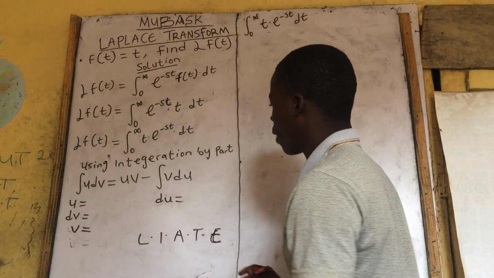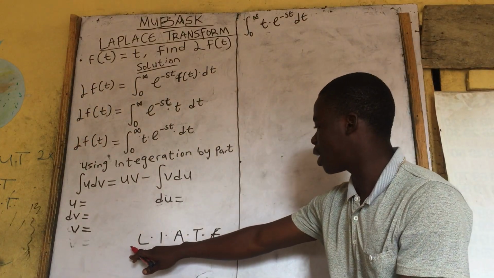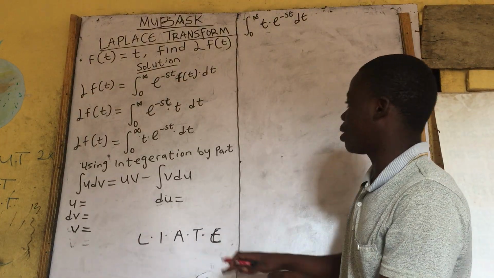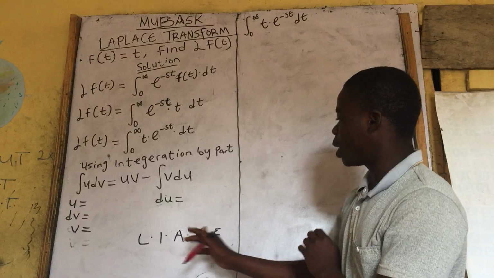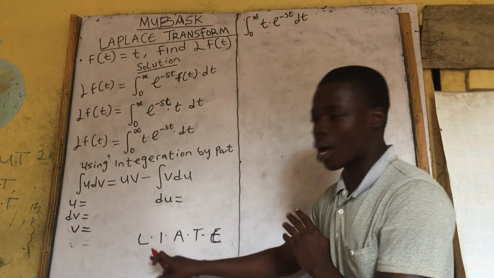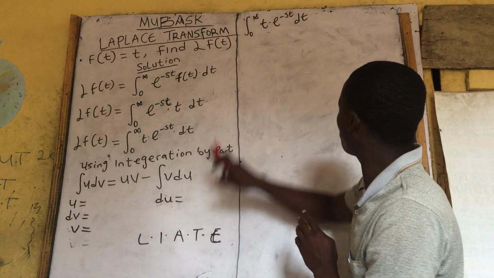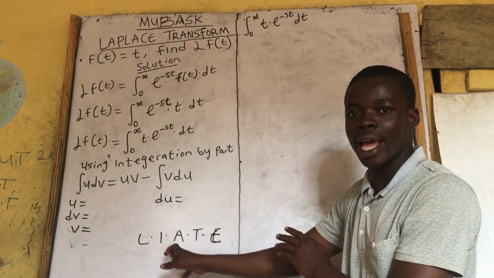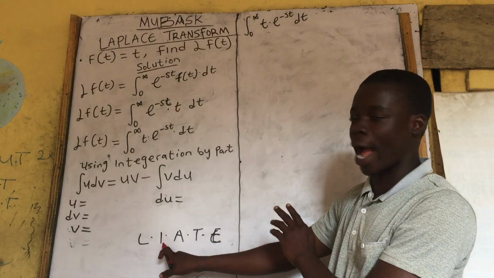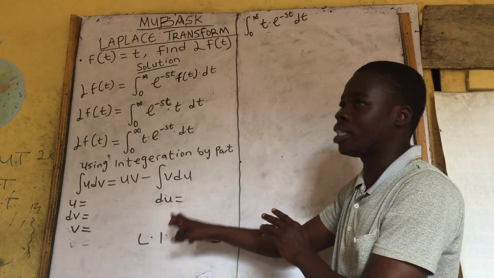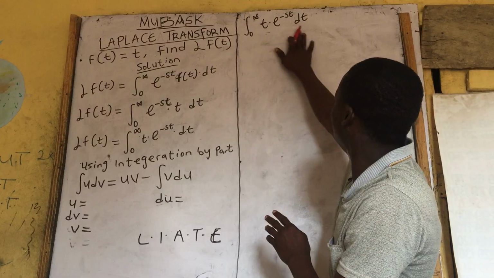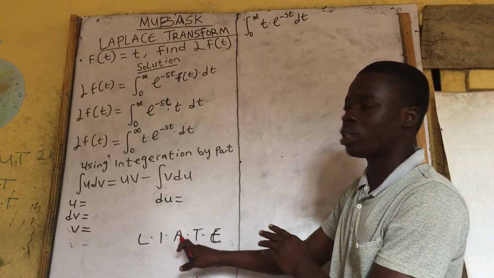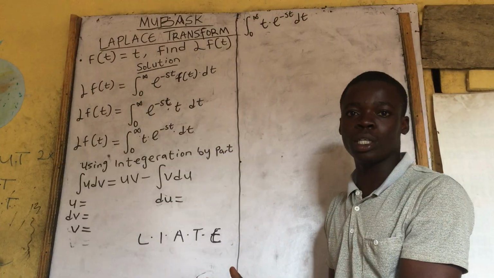It is very simple to find by using this abbreviation, LAPLACE. So for the first step in the problem, L stands for logarithm. In the problem, can we find logarithm there? No, we cannot find it. You will move to the next letter, which is I. Can we find inverse in the problem? We cannot find inverse in the problem. Can we find algebraic in the problem? Yes, we can find algebraic in the problem.